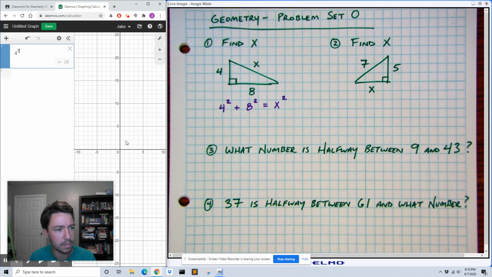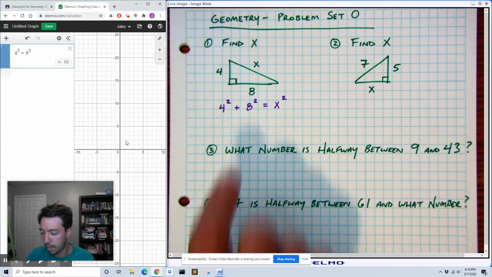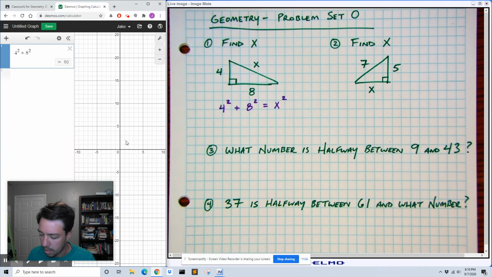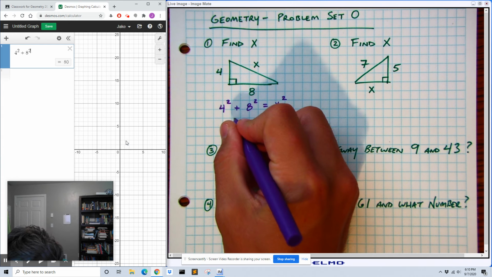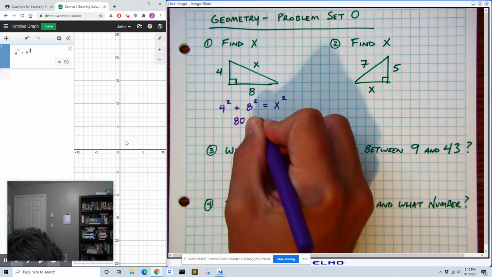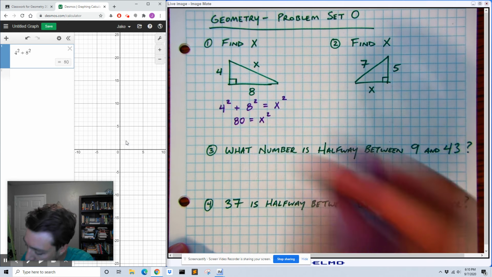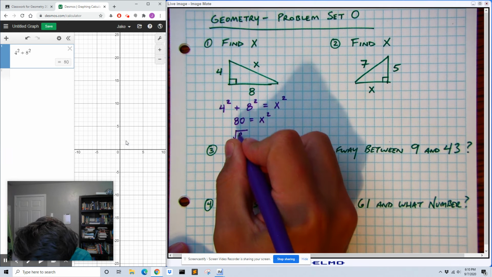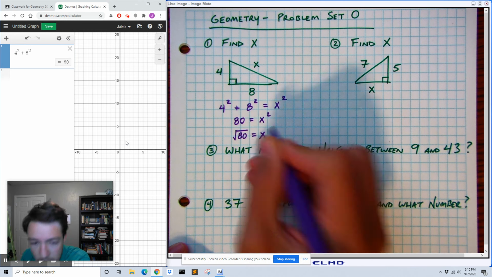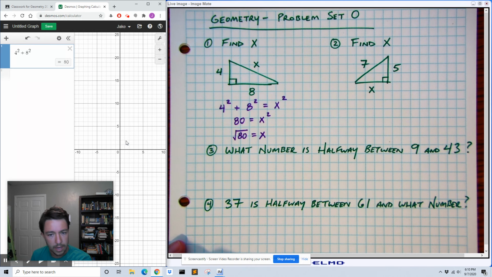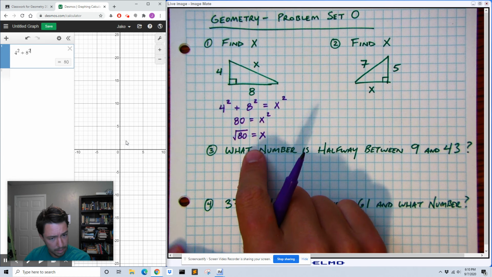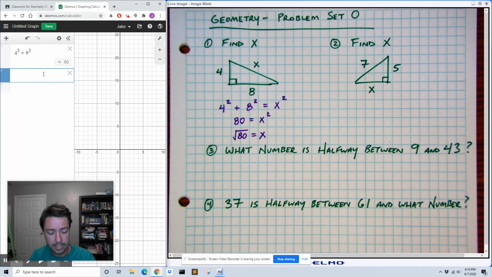What is 4 squared? Oh yeah, it's 16. What is 4 squared plus 8 squared? It's 80, right? So you got 16 and 64. If you add that up, you get 80. All right. And so now, what number squared makes 80? Well, that is the square root of 80. Okay. Now, we could stop there. We could get a decimal. So what's the square root of 80?